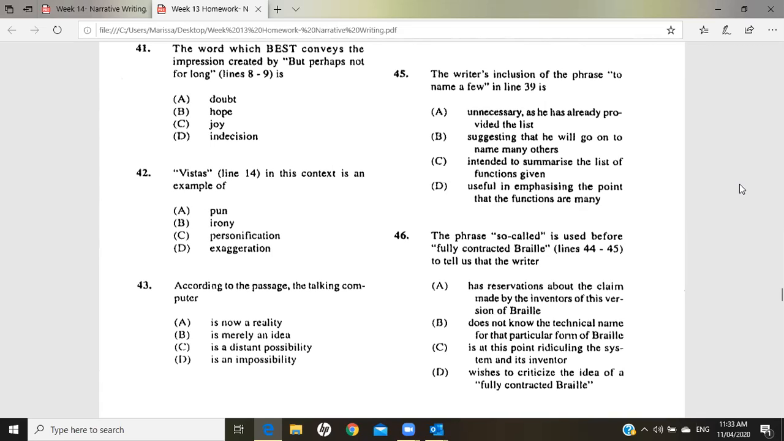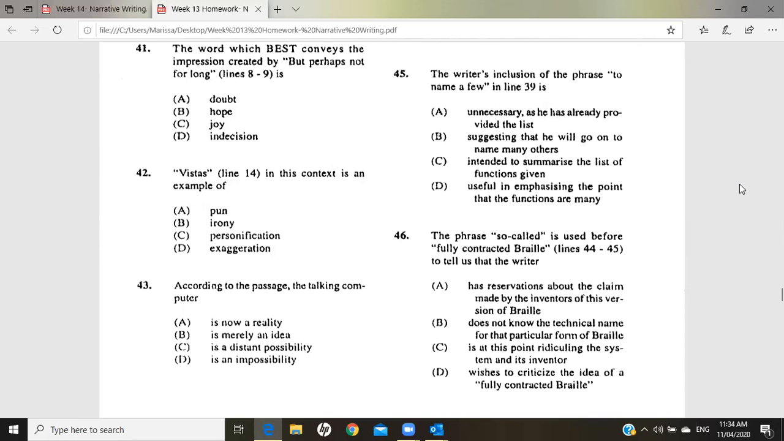Let's see. A? Not A, there was a better option. You were close when you said C. D. The answer is actually D, useful in emphasizing the point that the functions are many. So because the functions are so many, you don't want to list all, but you just want to name a few. So the answer for 45 was D.